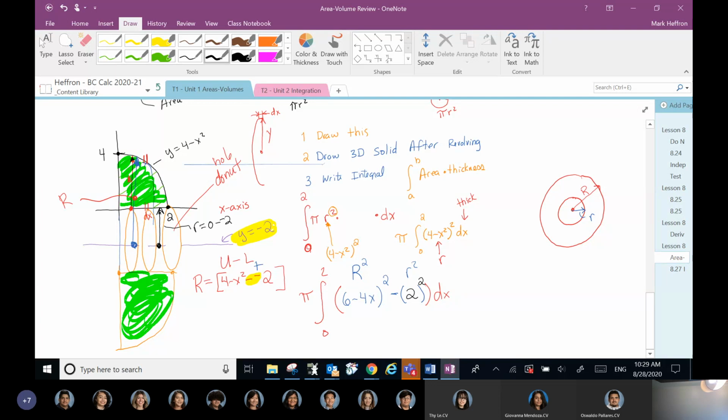So for that donut problem, we're looking at what you see here highlighted, circled in yellow. But the key components, whenever we have a donut, we're always going to have pi from a to b, some big radius squared minus some little radius squared dx.